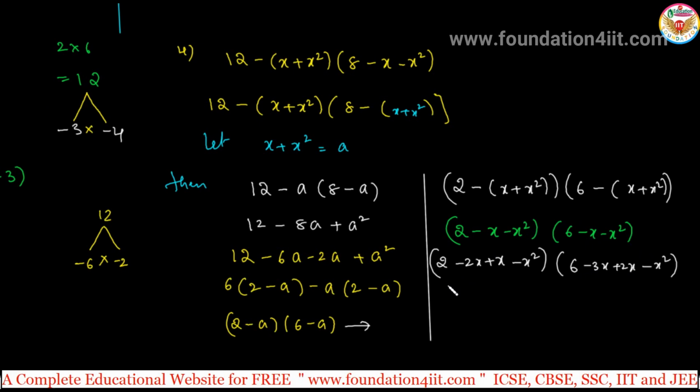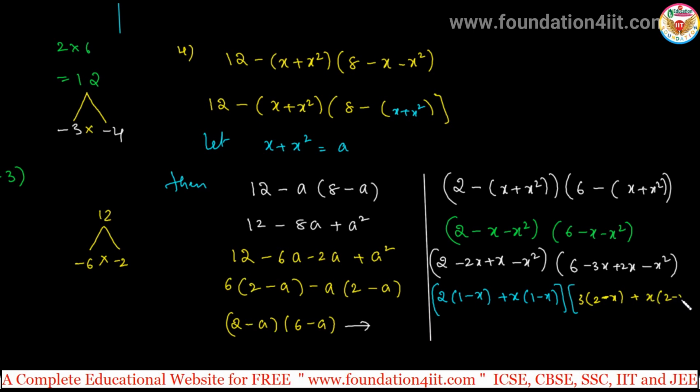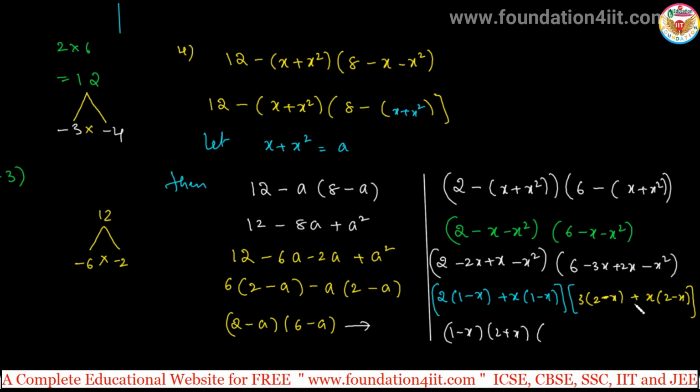Now again the same concept: take 2 common, 1 minus x from the first two terms, plus x is the common, 1 minus x. This is the first expression here. Again from this, let me change the color, 6 minus 3x. Let's take 3 common, so 2 minus x, and plus only x we can take common here. Then 2 minus x. Then finally we'll get 1 minus x, 2 plus x from this first part. Here is 2 minus x, 3 plus x.